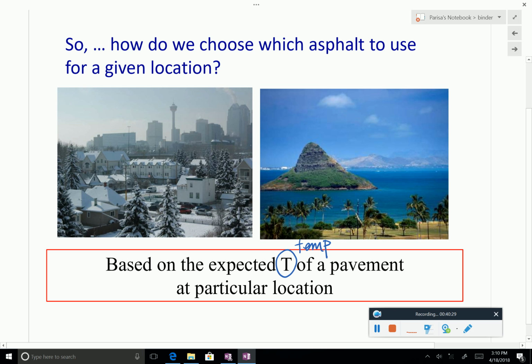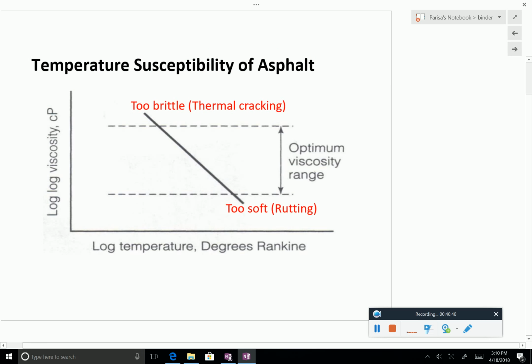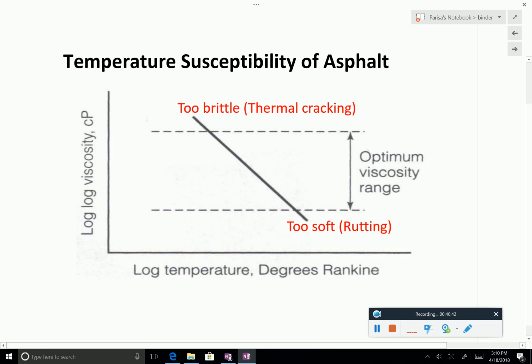And you'll see that temperature has a big say in deciding what materials to use. And it's not only just the temperature, it's also important to look at the material, of course. The viscosity becomes very important. So this is the so-called viscosity susceptibility curve. And let's see what it is.